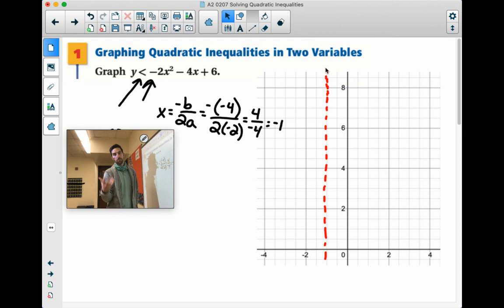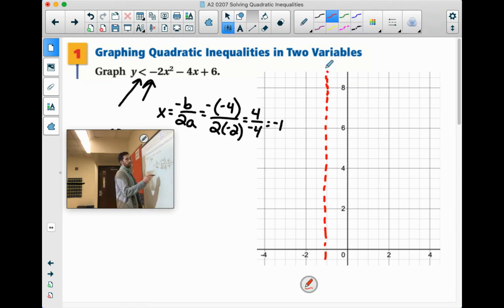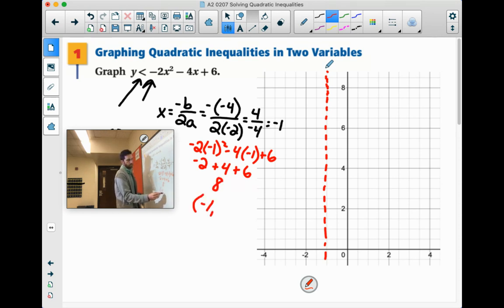Now remember, to find the vertex, you immediately substitute that in for x. So we'll have negative 2x squared minus 4x plus 6. So negative 1 squared is 1 times negative 2 is negative 2. Negative 4 times negative 1 is positive 4. 4 plus 6 is 10 minus 2 is 8. So our vertex will be at negative 1, 8. So negative 1, 8 is up here.